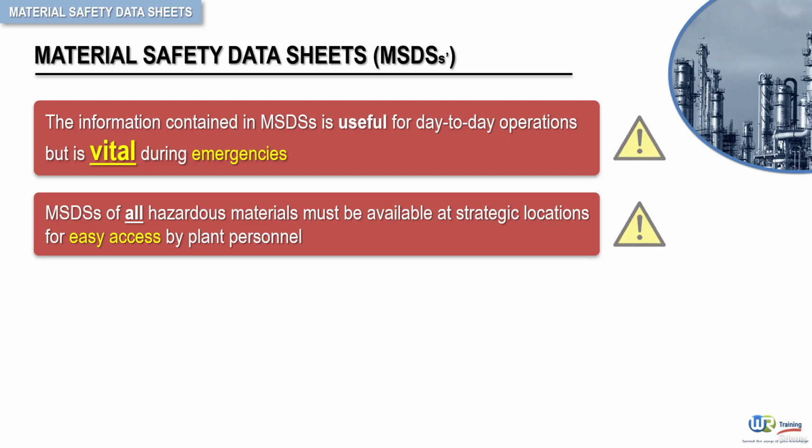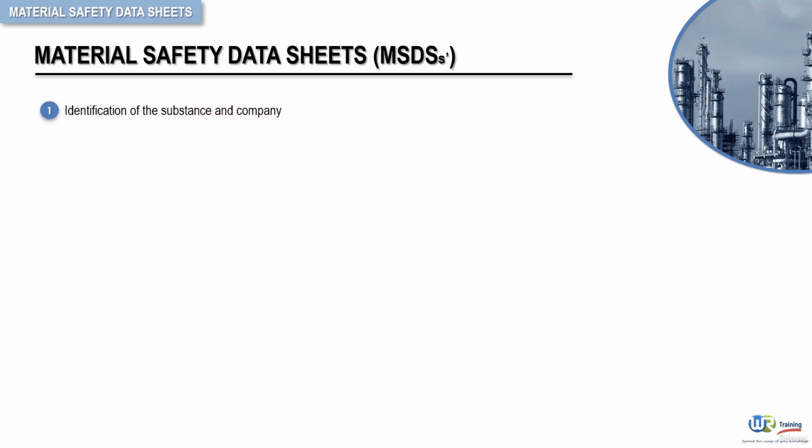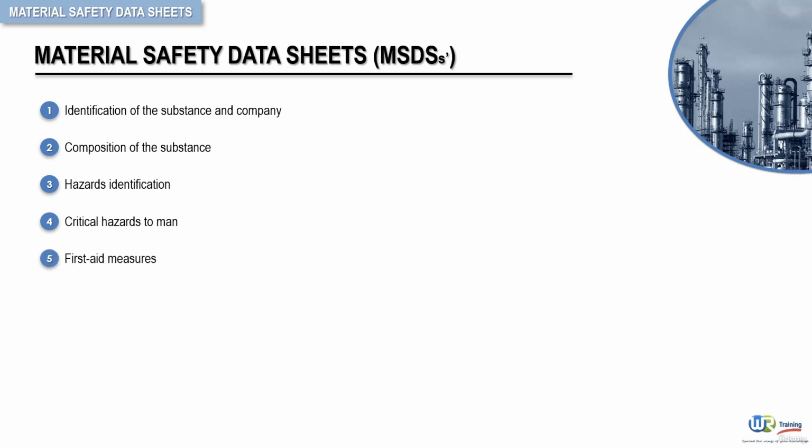Safety data sheets should contain, at a minimum, the following information: identification of the substance and of the company, composition of the substance or information on ingredients, hazards identification, critical hazards to man, such as symptoms and adverse health effects, first aid measures, including instructions for action on the spot and whether or not assistance by a doctor is needed, firefighting measures detailing suitable extinguishing media to be used, as well as extinguishing media that must not be used, combustion products or gases, and special PPE requirements for firefighters.